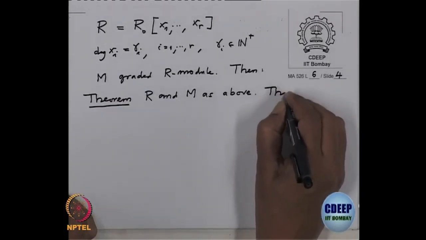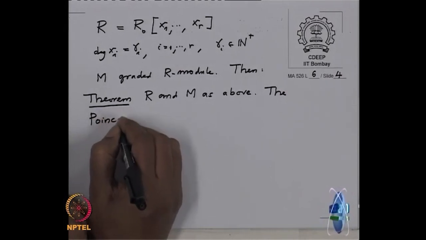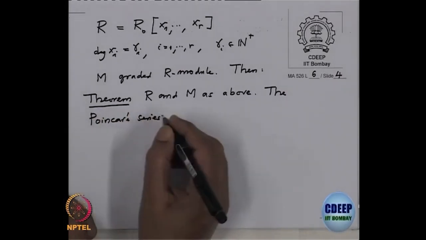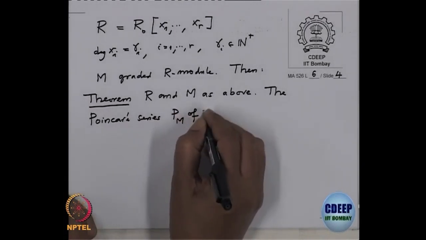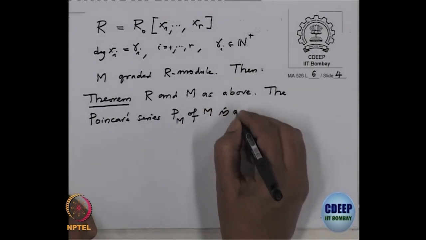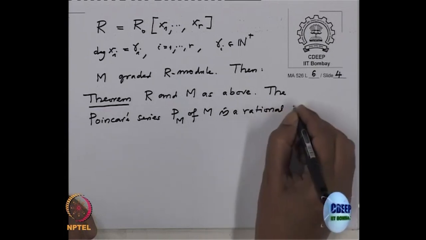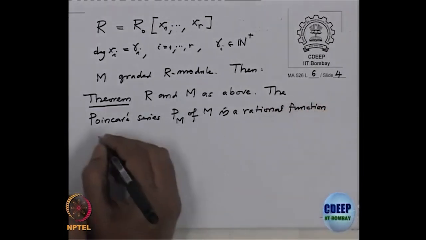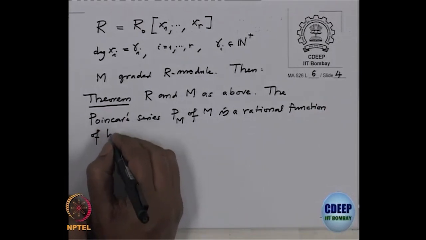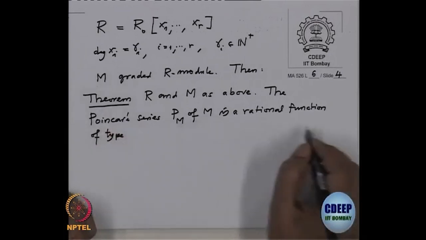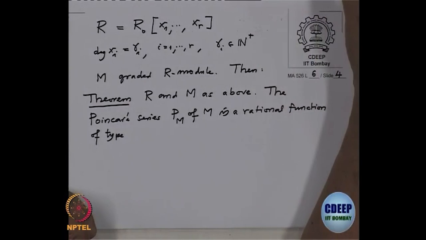The Poincaré series PM of M is a rational function of a particular type. See, when I say a rational function, we know it is a power series in z with finitely many negative terms, so it is not really a rational function by definition, but this part says that it is a rational function of a particular type. So, what type?